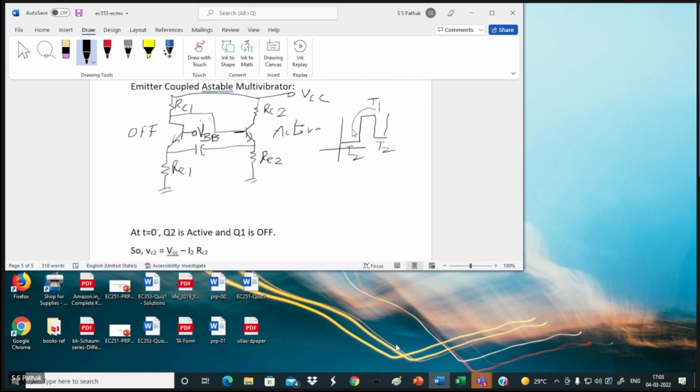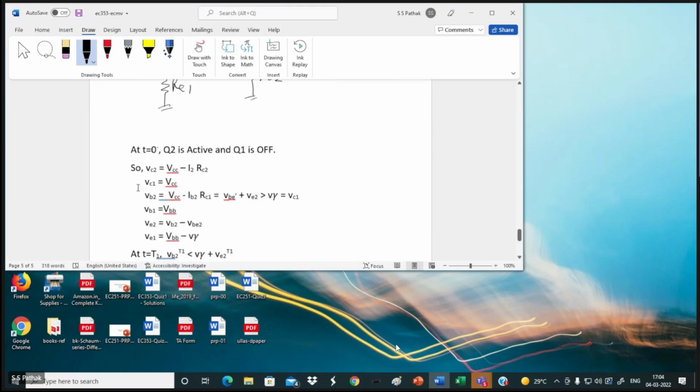Then T1 is controlled by RC1 and RE2. RC1 and RE2 are controlling my T1. T2 will be controlled by RC2 and RE1. So that way there will be oscillation with T1 and T2, which may be the same or may be different. As I have given you the idea, that way you can design your circuit. So here the respective voltages are coming like that.